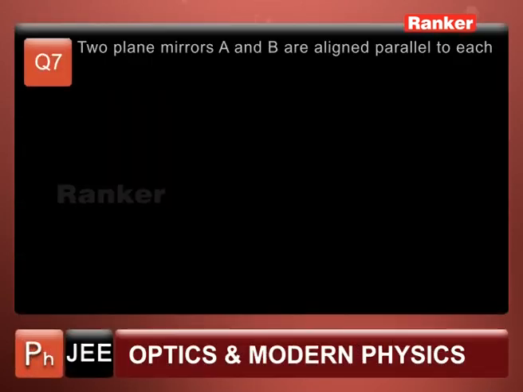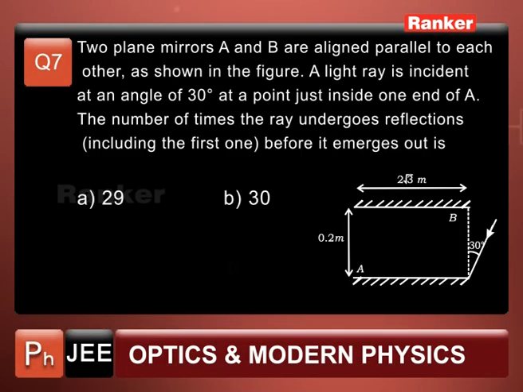Now the question is, two plane mirrors A and B are aligned parallel to each other as shown in the figure. So this is two mirrors.